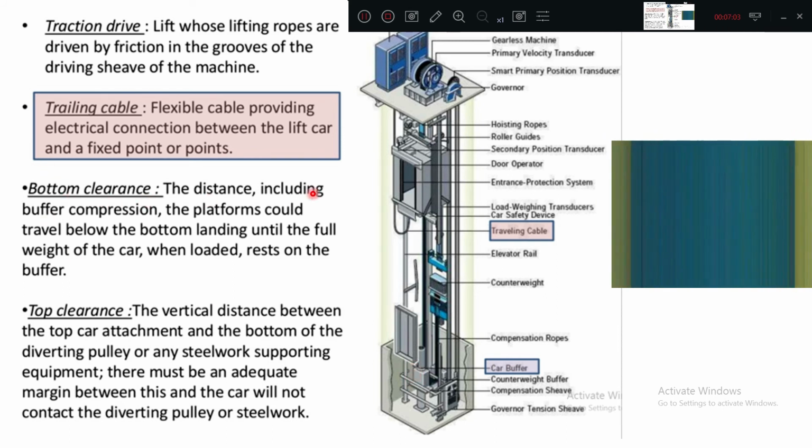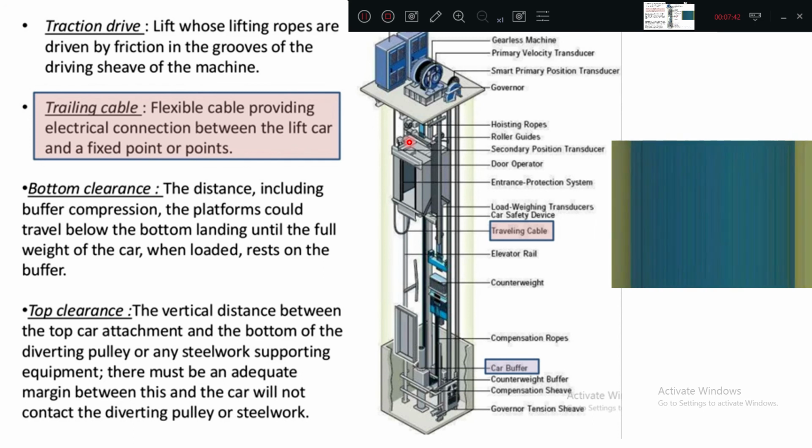Bottom clearance: the distance including buffer compression that the platform could travel below the bottom landing. That means it can move a little bit downward also. A small clearance is provided, and it's called the bottom clearance. Similarly, from here to here is called the top clearance. That is the vertical distance between the top of the car and the bottom of the pulley, where the pulley arrangement is, from this horizontal plane to the top of this car. It's called the top clearance. Very important terms in the NBC codebook.